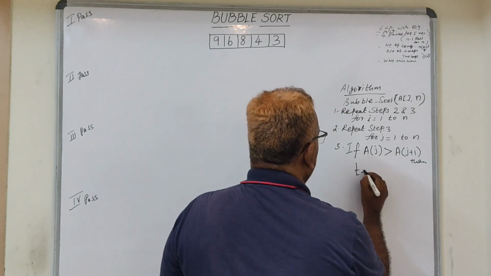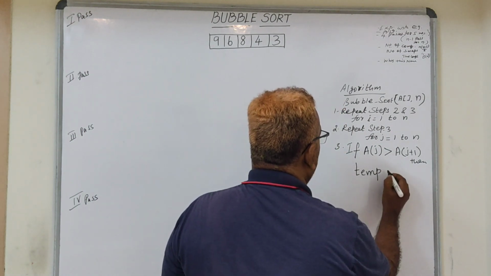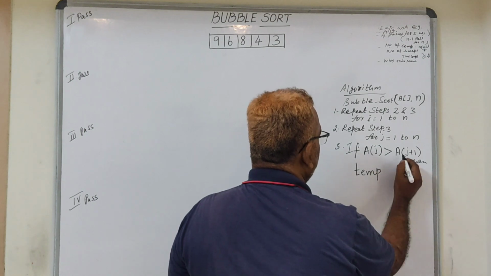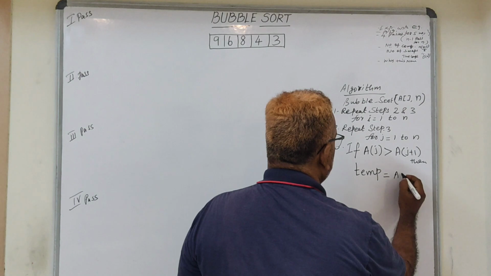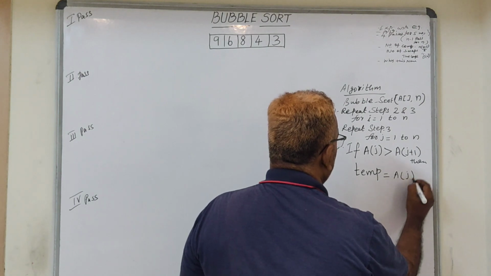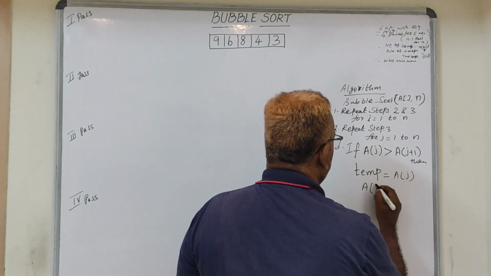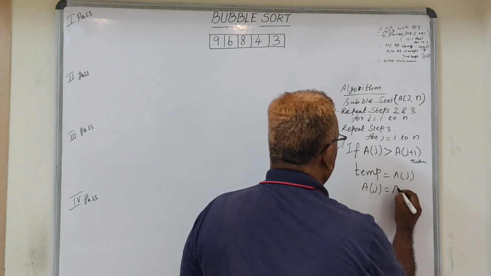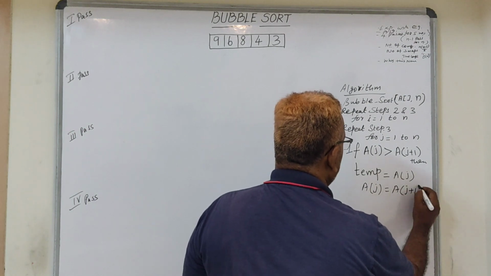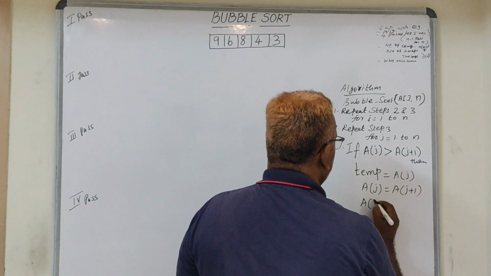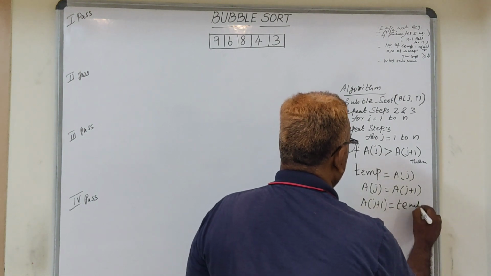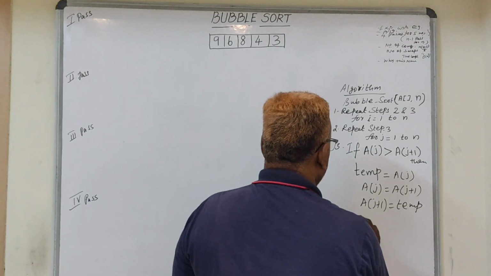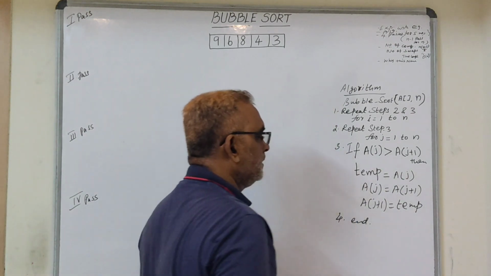we have to perform an interchange of A[j] with A[j+1]. A temporary variable temp is equal to A[j], and A[j] is equal to A[j+1], and A[j+1] is equal to the temporary variable. Step number 4 is nothing but end.